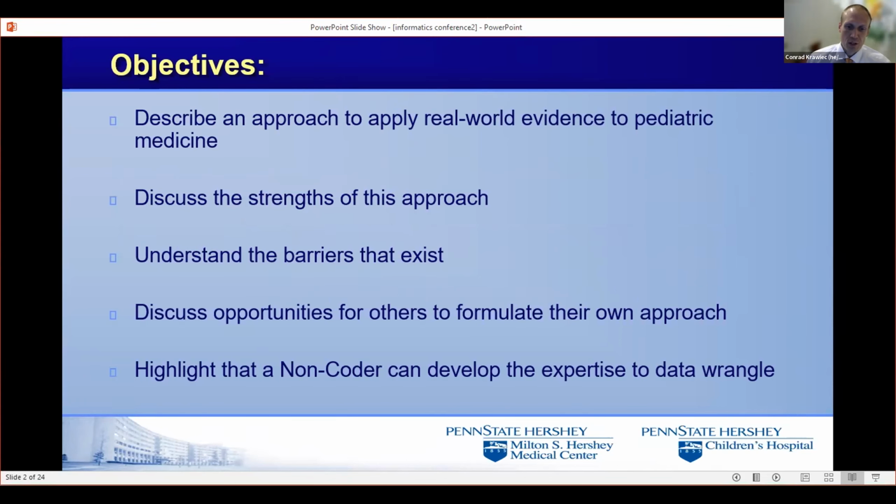The objectives of this talk are to describe an approach to apply real-world evidence to pediatric medicine, or at least how I do it. Discuss the strengths of this approach, understand the barriers that exist, and discuss the opportunities for others, particularly non-coders, such as myself, to formulate their own approach.